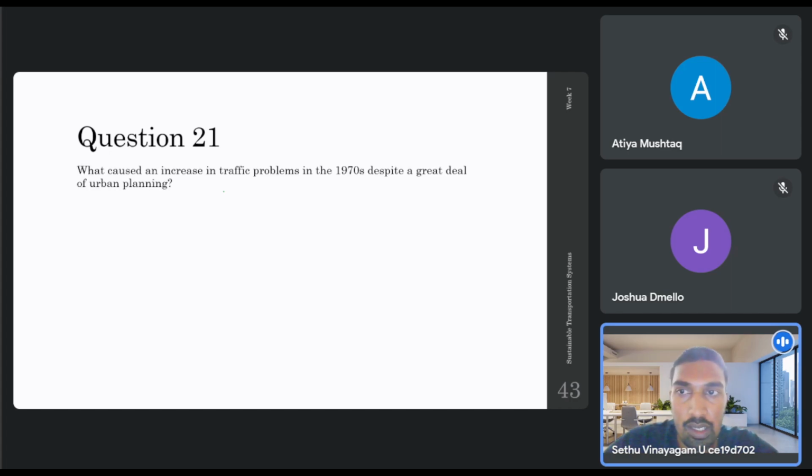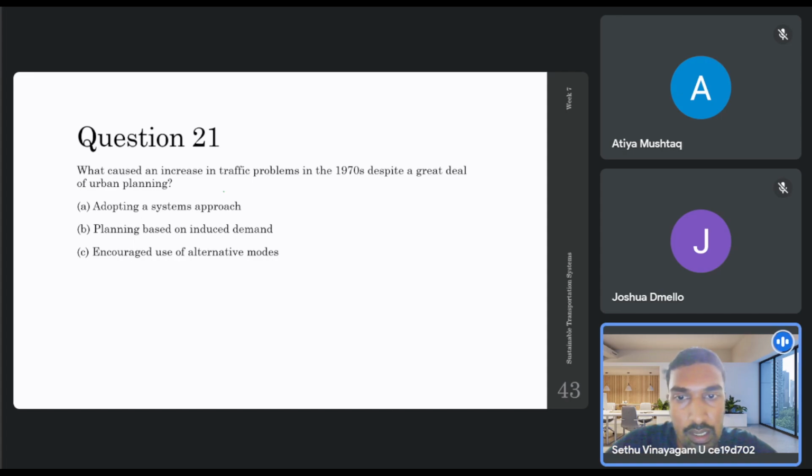So question number 21 is, what caused an increase in the traffic problems in the 1970s despite a great deal of urban planning? So the options are: A, adopting a systems approach; B, planning based on the induced demand; C, encouraged use of alternative modes; and D, none of these.